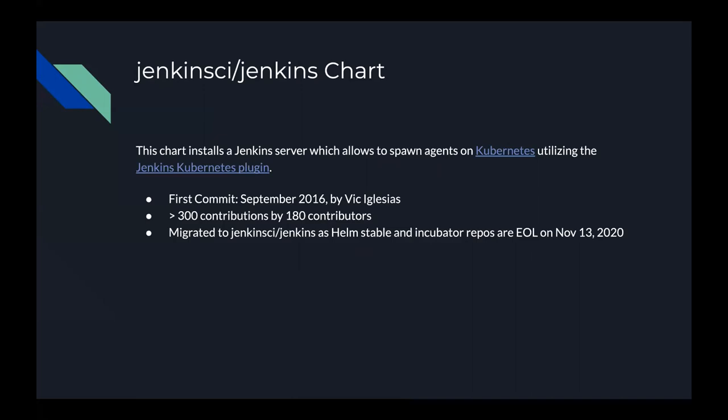So for Jenkins and Helm, there is a chart that is currently available. It is at the repo at Jenkins CI, and then it's the Jenkins chart. This chart installs a Jenkins server, which allows you to spawn agents on Kubernetes utilizing the Jenkins Kubernetes plugin. The first commit for this was in 2016. It was by Vic Iglesias. He is from Google, a super awesome person. It has had 300 contributions by 180 contributors.